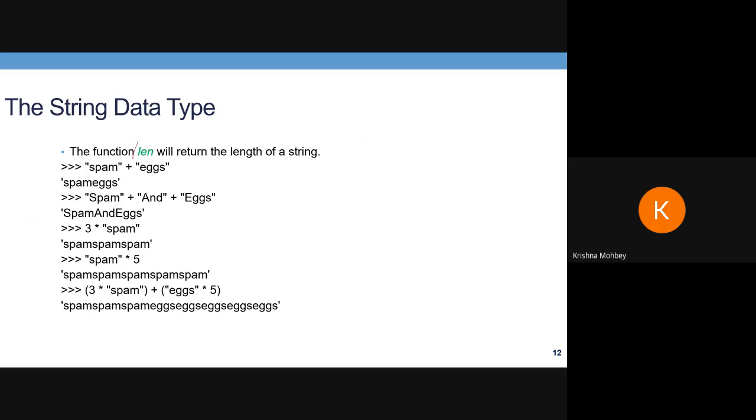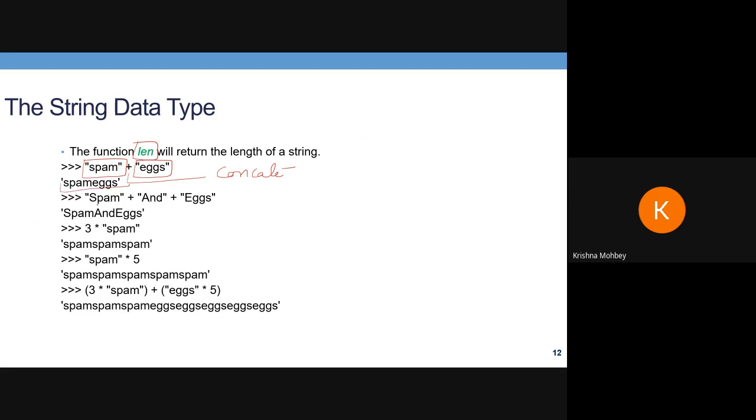The function len will return the length of a string. Like two strings we have, one is spam and one is x. Both these strings, what we are doing here, we are concatenating them. The plus operator I have used here for the concatenation. So in this result you can see both are coming together.